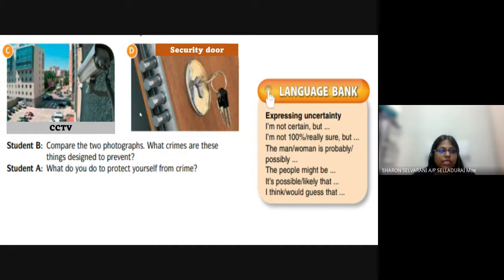Okay, let's look at C. What do you think this picture can do? Okay, this is a CCTV. So what can this CCTV do? What can it prevent? Why do people have CCTVs in some buildings or in houses? Why do they have a CCTV? Any idea?